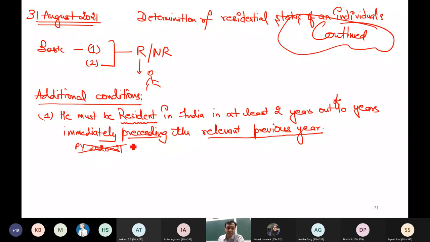So what are those last 10 years? Previous year 19-20, 18-19, 17-18, 16-17, 15-16, 14-15, 13-14, 12-13, 11-12. So 1, 2, 3, 4, 5, 6, 7, 8, 9, and 10, 11.